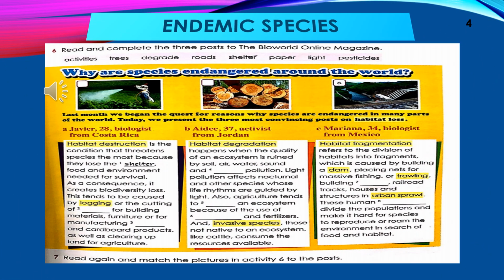Okay, now go to page 47 in your notebook. And the title for this page is Why are species endangered around the world? It's a question. And here you have exercise number 6. Read and complete the 3 posts to the BioWork online magazine. Here you have the work activities: trees, degrees, roads, shelter, paper, light, and pesticide.